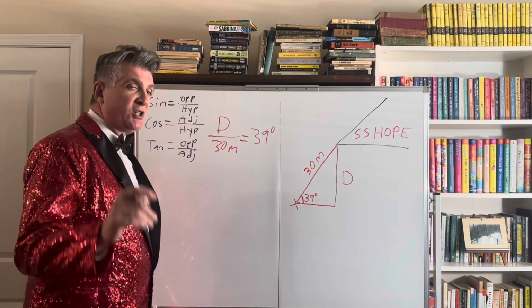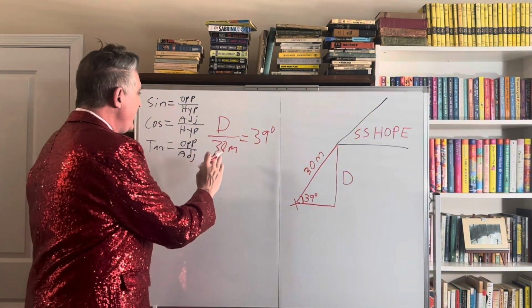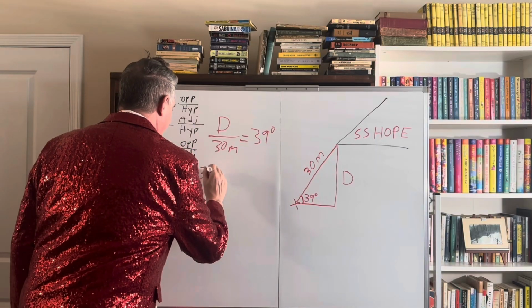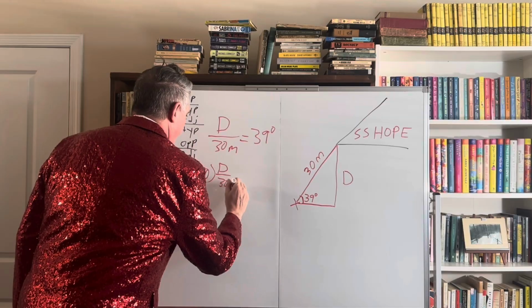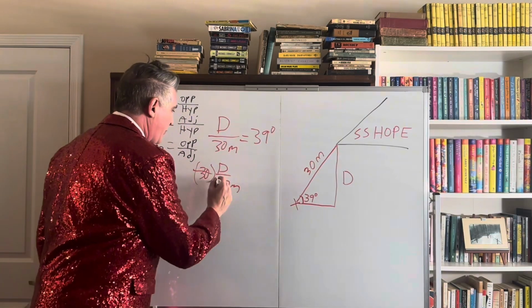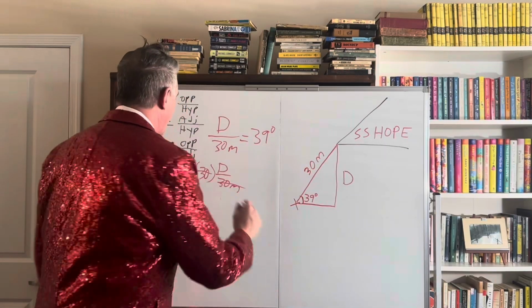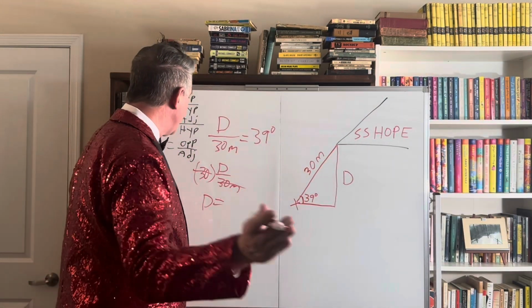Well, inverse operations, you knew I was going to say that. Let's multiply both sides by the 30 meters, right? So that's going to look something like this, isn't it? 30 meters times D divided by 30 meters. These two 30 meters, what do they do? They cross out, leaving us with D, which is what we're trying to get in the first place, right?